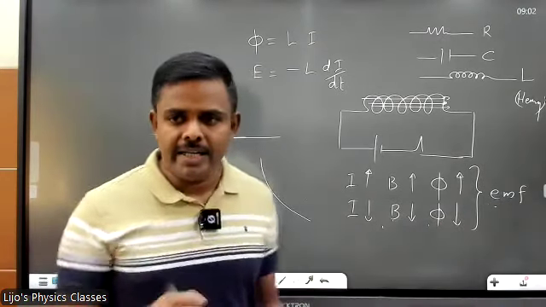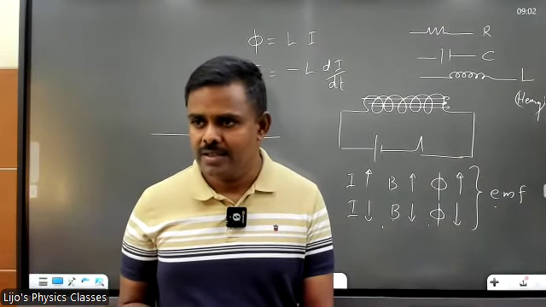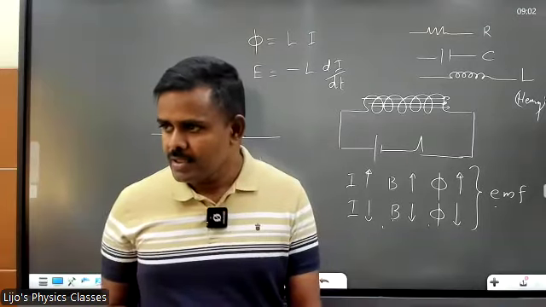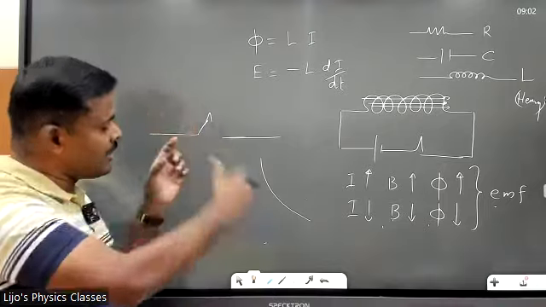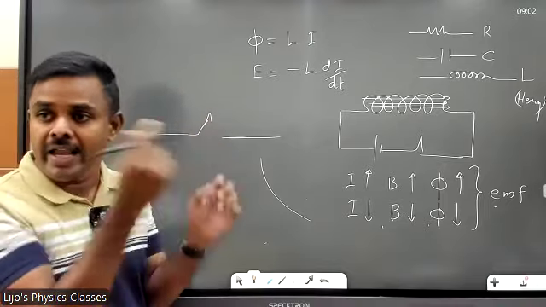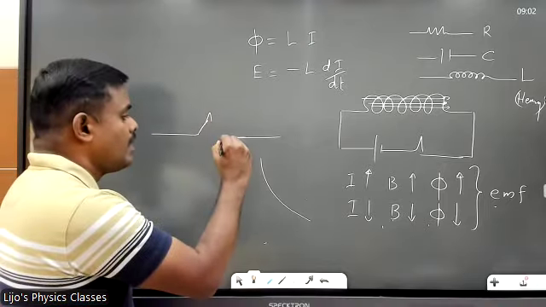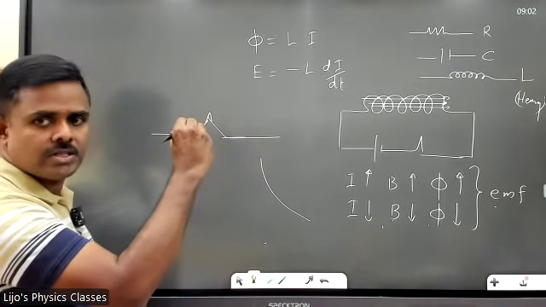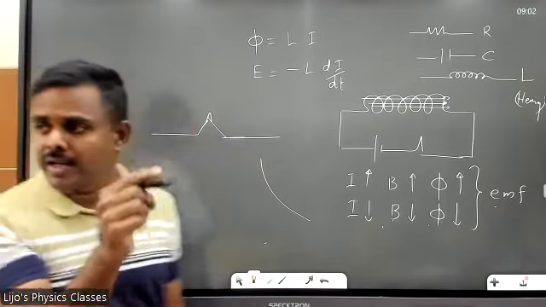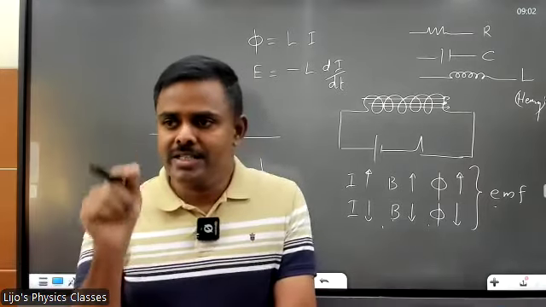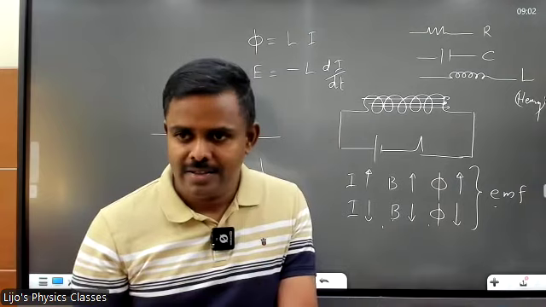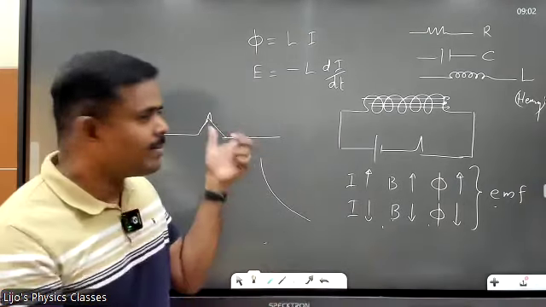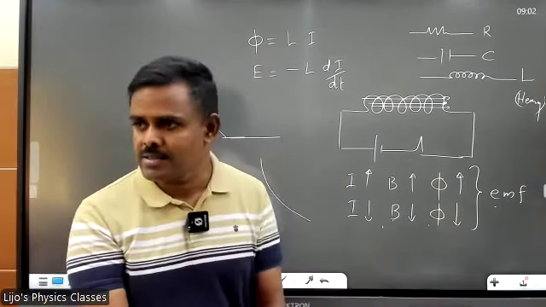That EMF should oppose the cause, right? The cause here is breaking the circuit. It can't actually re-establish the circuit. Instead, it will send a spark across the switch. This is why, when you're home today, just try looking into the switch. When you switch it off, you can see a spark inside. That is because it is trying to re-establish the contact. That is as per Lenz's law.